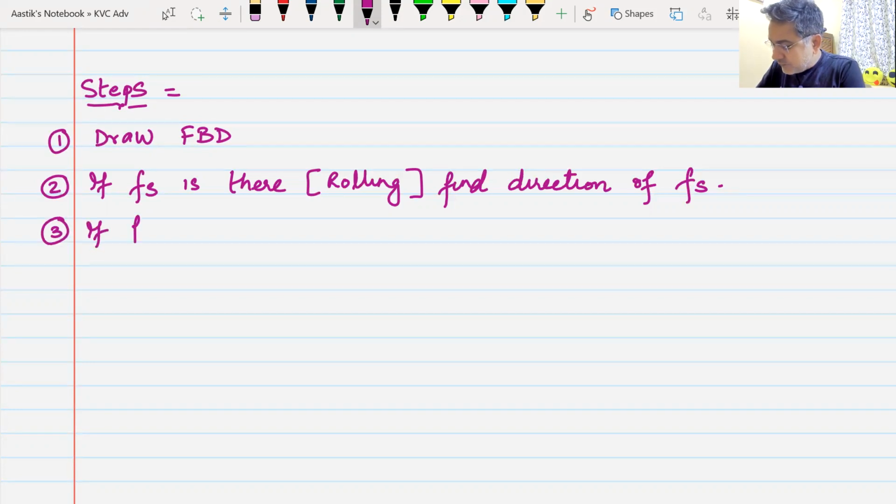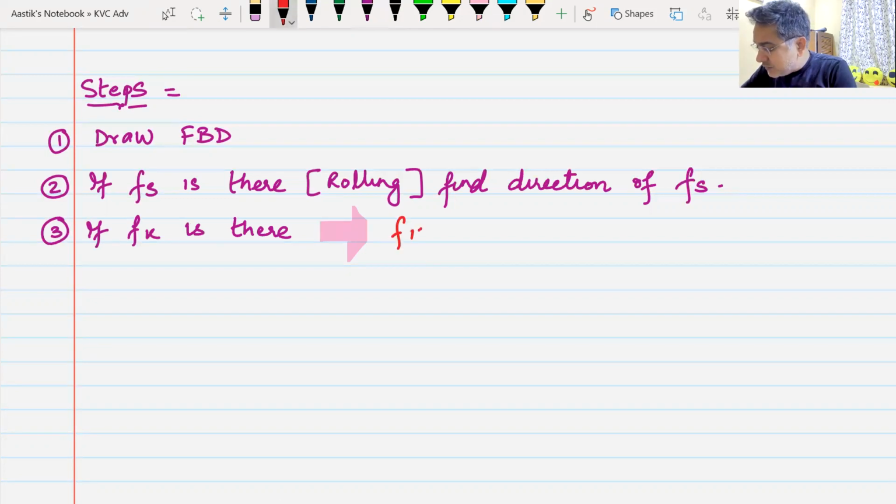Number 3, if Fk is there, you will already know the direction of kinetic friction, yes or no? Because then the body would be slipping. Yes, sir. If Fk is there, you know the direction of kinetic friction. You also know that this Fk will be equal to mu k into N. Yes or no? Yes, sir.